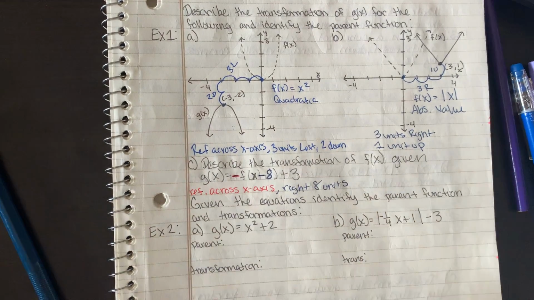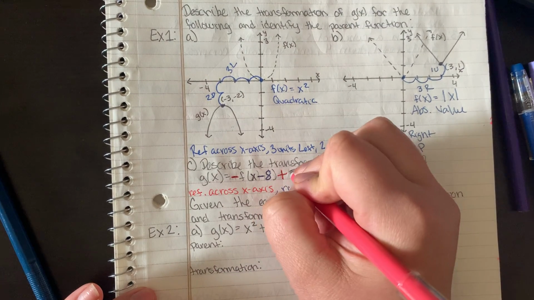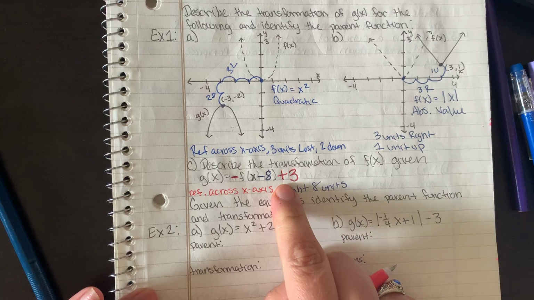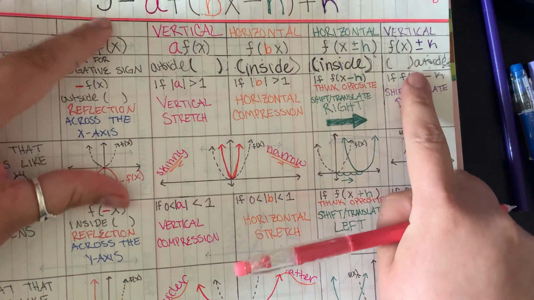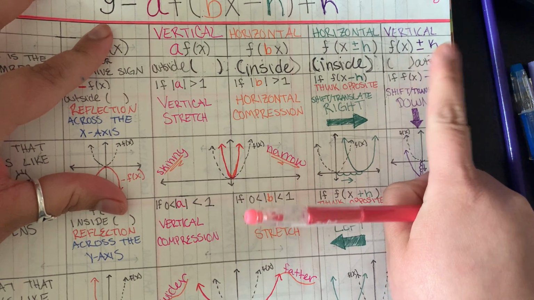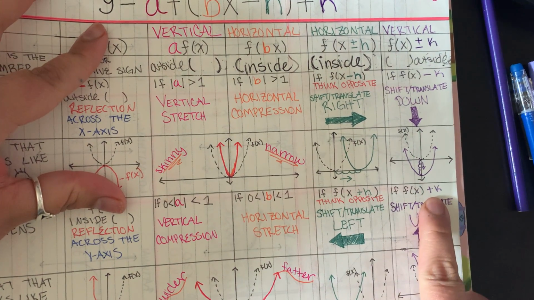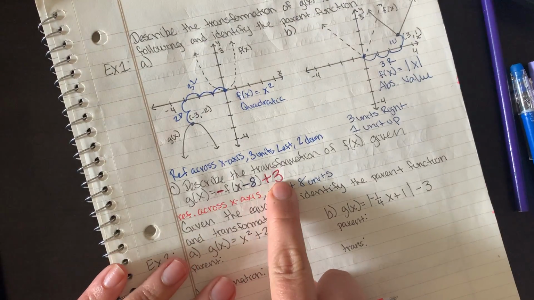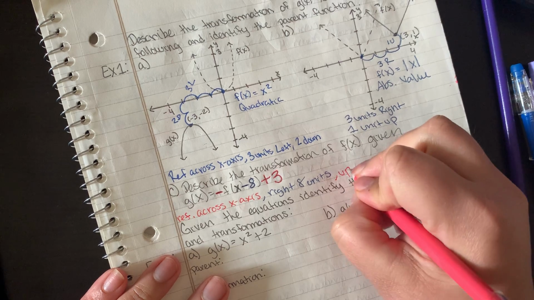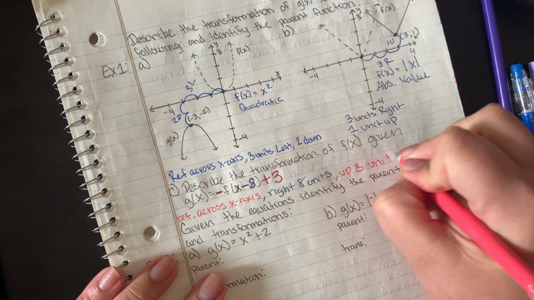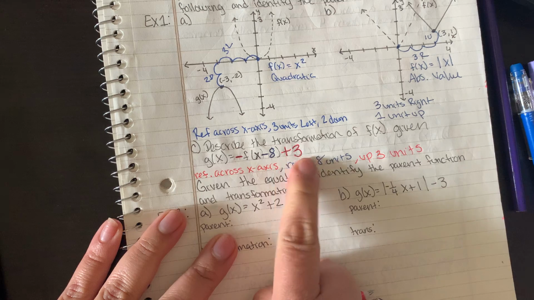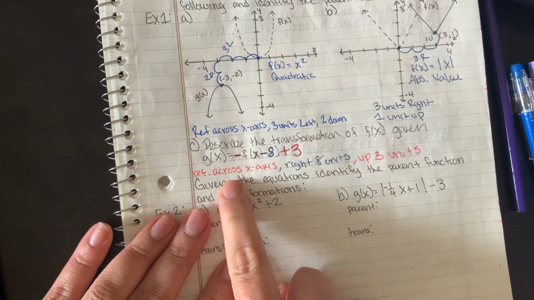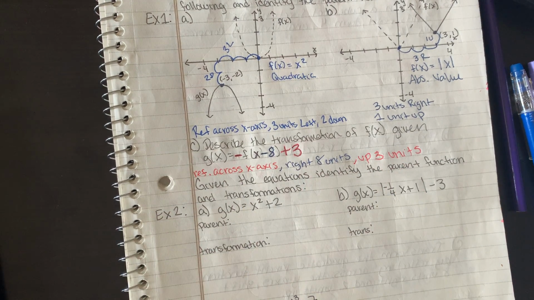And then lastly, we have this plus 3. And this plus 3 is outside and it's at the end and we're adding. So using my chart, my plus 3 is at the end. I'm adding, this is subtracting, I'm adding, so it's going to go up k units. So it's going to go up 3 units. So I have identified all of the changes in here, and that was my transformation for C.